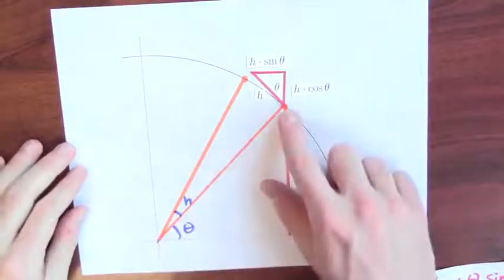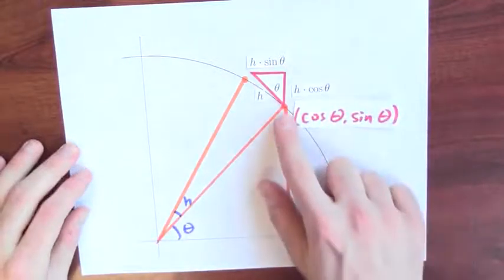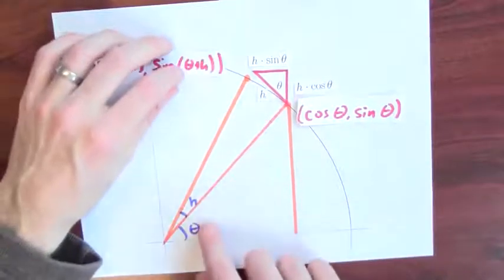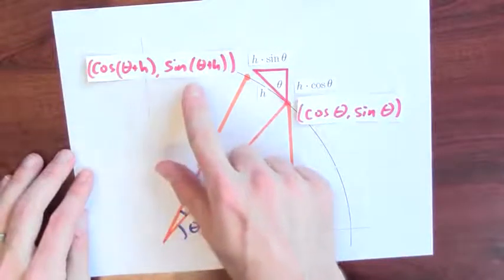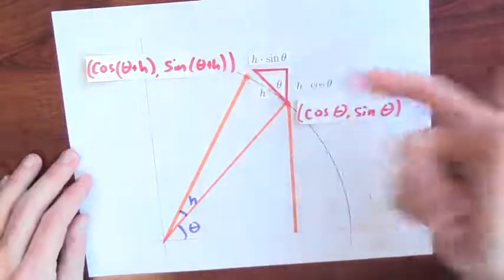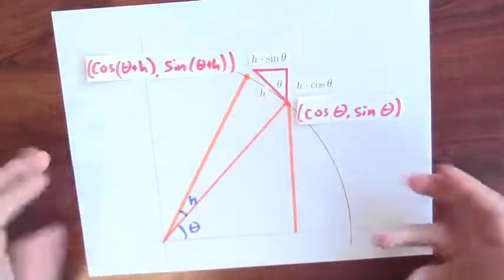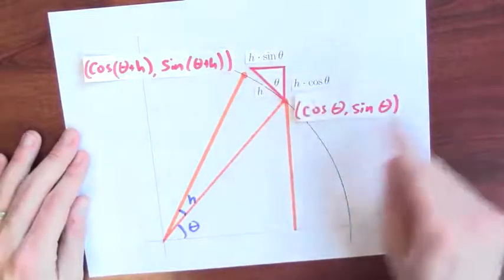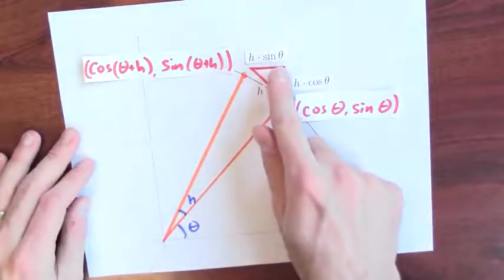Okay, so how much did wiggling from theta to theta plus h move the point around the circle? So the original point here from angle theta had coordinates cosine theta, sine theta. And the point up here, which I got when I wiggled theta up to theta plus h, that point has coordinates cosine of theta plus h, sine of theta plus h. So how much did wiggling from theta to theta plus h move the point? Well, if I use this little right triangle as the approximation, sine theta increased by about h cosine theta, and cosine theta decreased by about h sine theta.